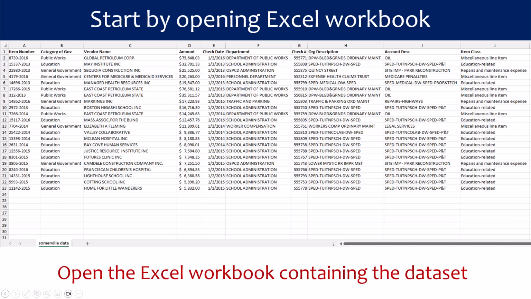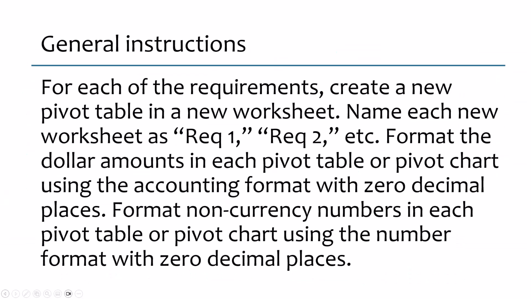Start this activity by opening the Excel workbook containing the dataset. In general, for each of the requirements in this activity, create a new pivot table in a new worksheet. Name each new worksheet as Requirement 1, Requirement 2, etc. Format the dollar amounts in each pivot table or pivot chart using the accounting format with 0 decimal places. Format non-currency numbers in each pivot table or pivot chart using the number format with 0 decimal places.